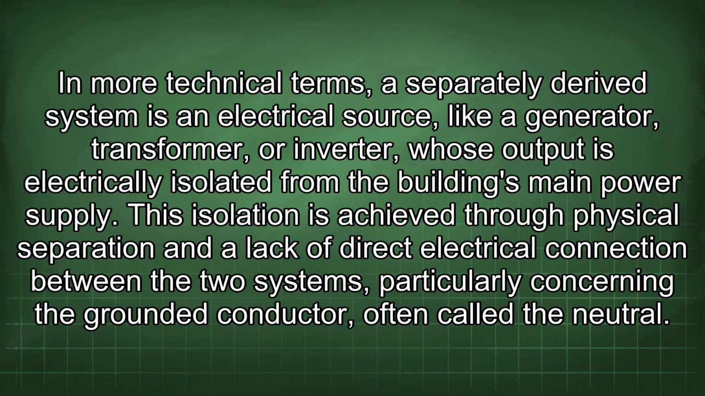output is electrically isolated from the building's main power supply. This isolation is achieved through physical separation and a lack of direct electrical connection between the two systems, particularly concerning the grounded conductor, often called the neutral.